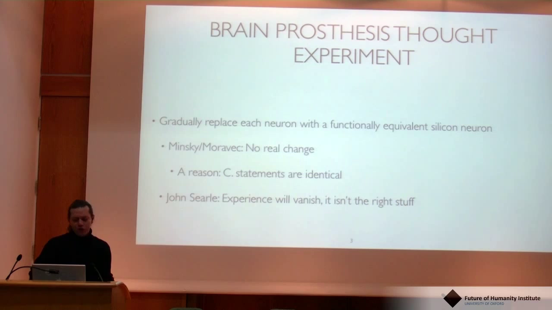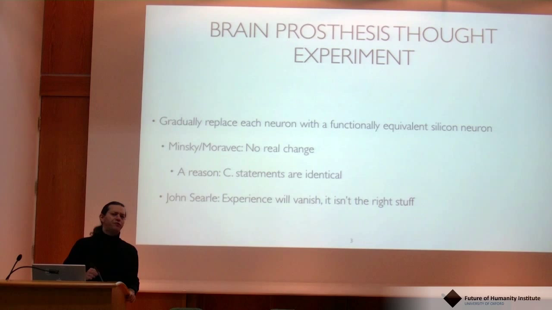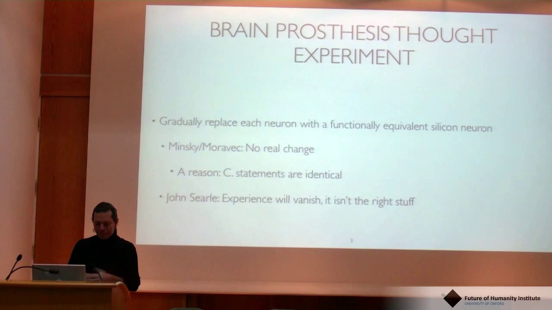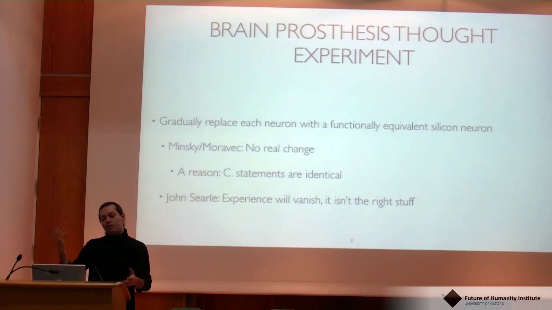Let me now refer to a brain prosthesis style experiment. I'm not sure who thought of it first, but it might be Minsky. The thought experiment is this. We gradually replace each neuron with a functional equivalent silicon neuron, an electronic chip or device. Minsky and his students at the time, I think Moravec, thought that there would be no real change. No change at all. No detectable change. Well, obviously, the behavior wouldn't change in that case, so the system would be uttering the same sentences.